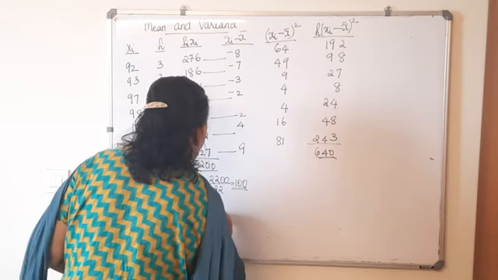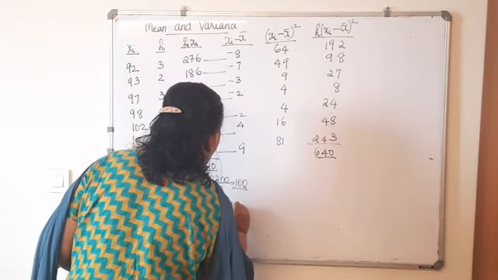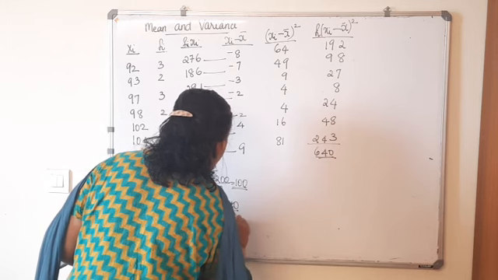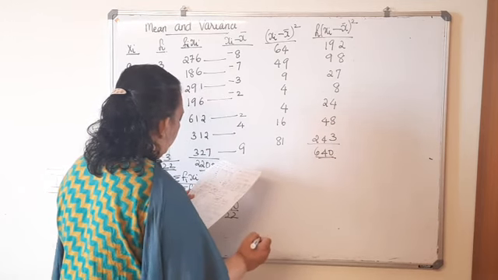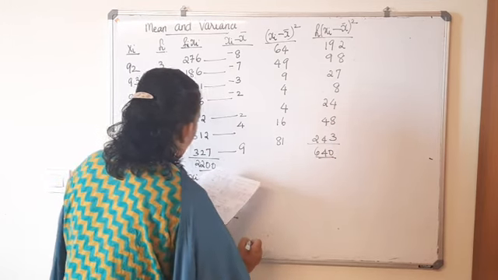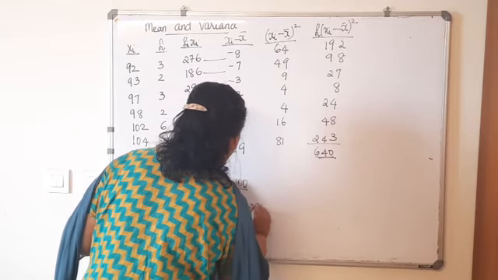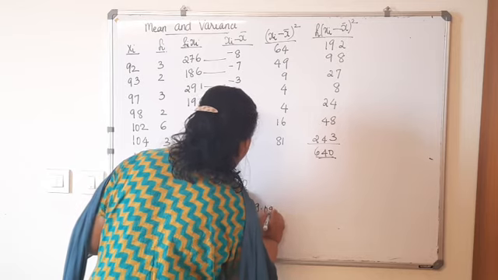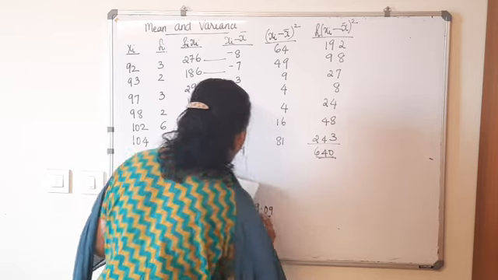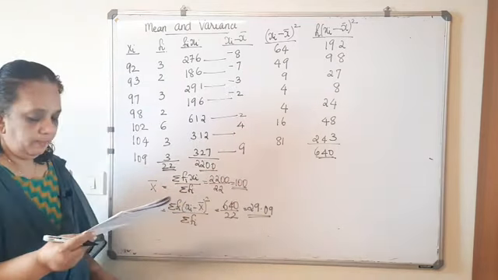So the variance is equal to 640 divided by 22. Variance is equal to 29.09.